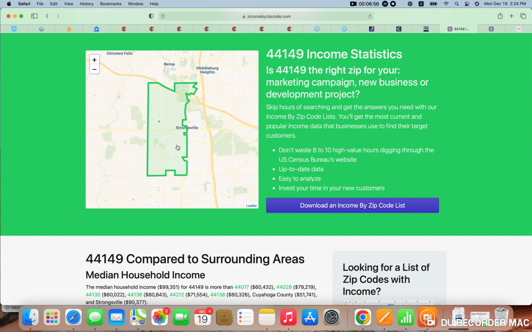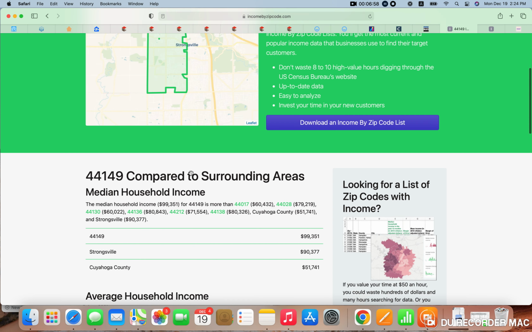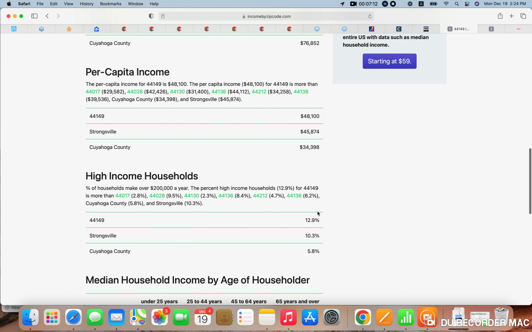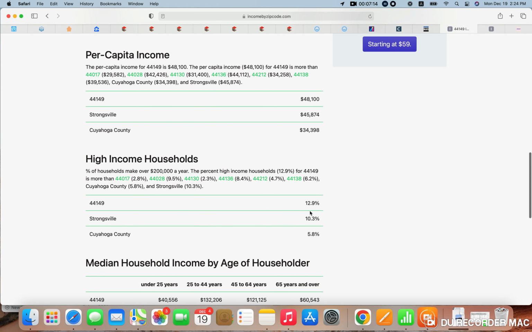Starting here on the west side for 44149. Basically, they said the median household income is at $99,000 and change, and that the average household income is just shy of $120,000. The percentage of households that make over $200,000 a year, so the high income households, it's actually about 13% on the west side of Strongsville for 44149.